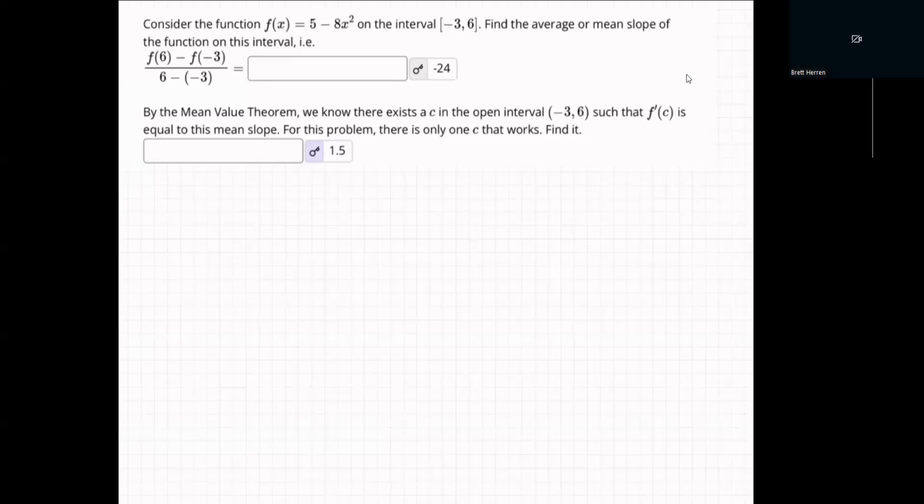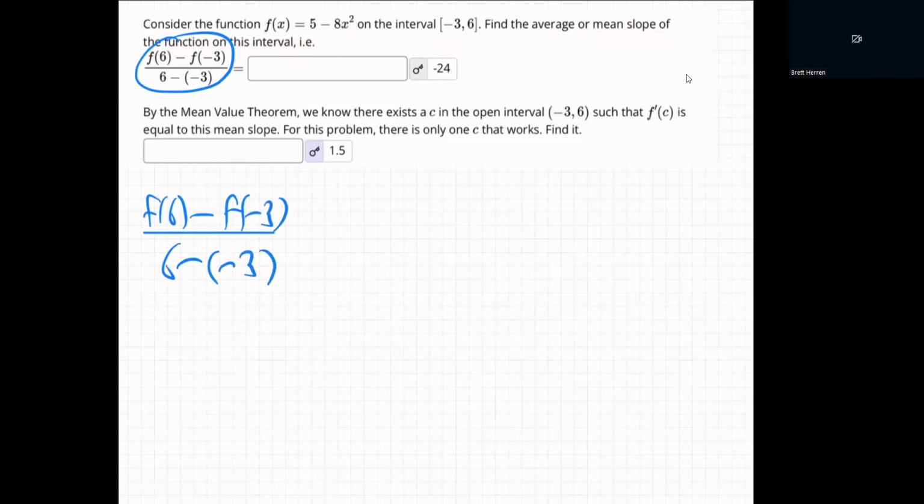On this question, they're giving us a function, putting it on an interval. They're saying find the average or mean slope of the function. They tell us specifically how to do that right here. So we'll bring that on down and do what they're saying. f of 6 minus f of negative 3 over 6 minus negative 3.